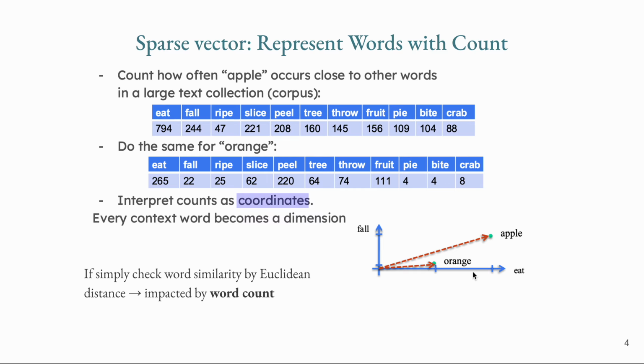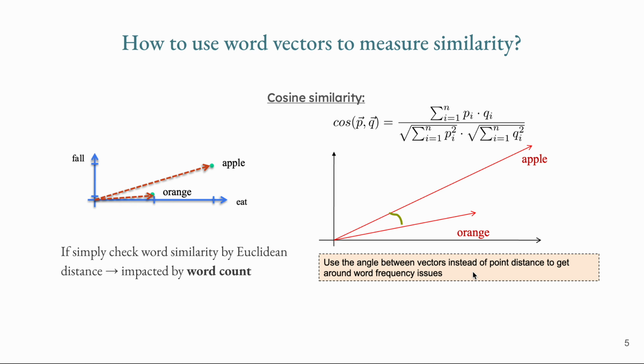We can bypass this by using cosine similarity instead, because again, these are word vectors rather than points. So we would want to use the angle between the vectors to measure the similarity.